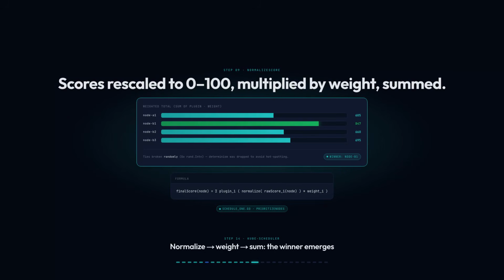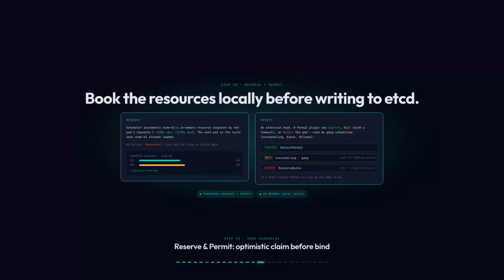What if there is a tie? Random, really. It goes rand.Int. Why random? Because deterministic ties would hotspot the same node, every pod, every time, same place. Not great. So the winner is picked, but the API server does not know yet.